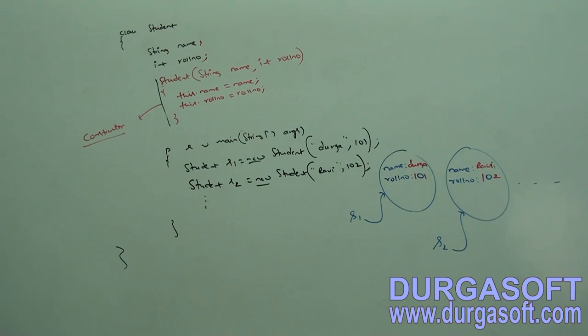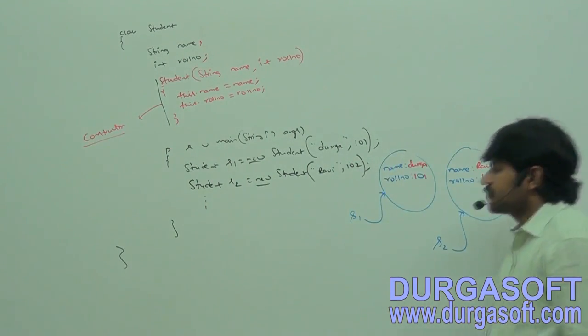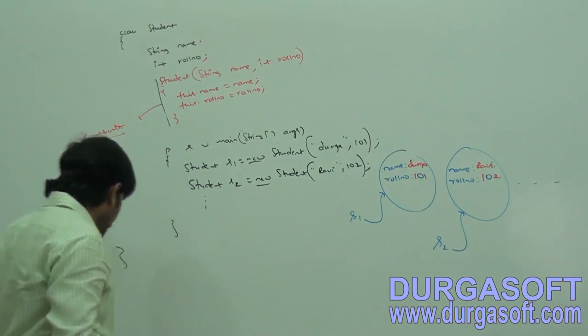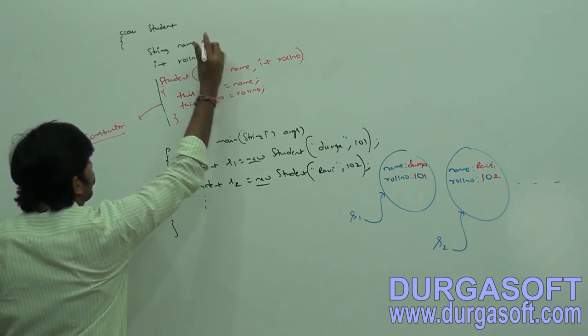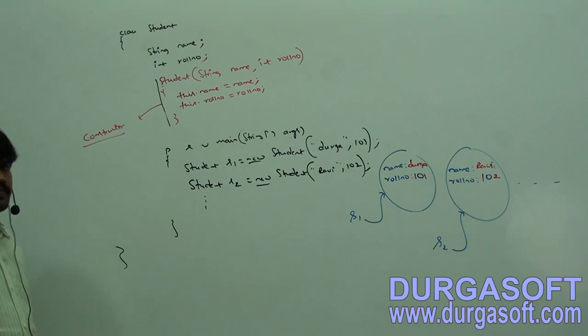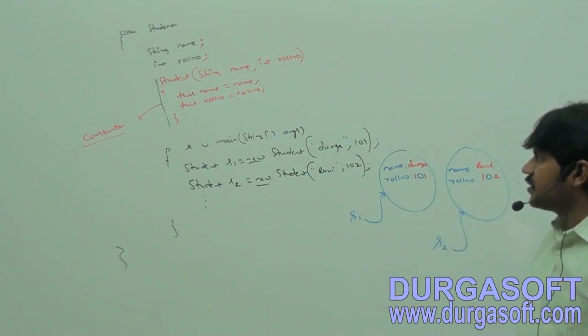Class Student, string name, int rollNumber. Student of string name, int rollNumber: this.name = name; this.rollNumber = rollNumber.